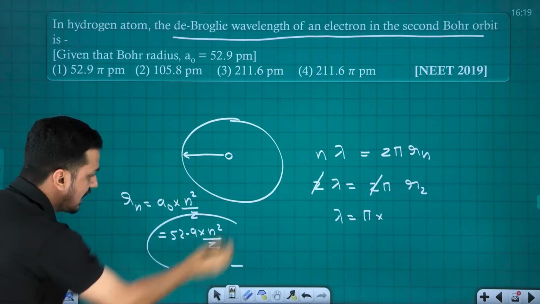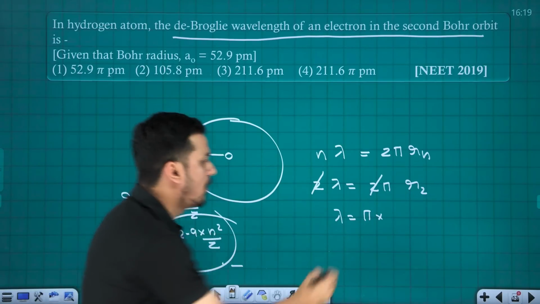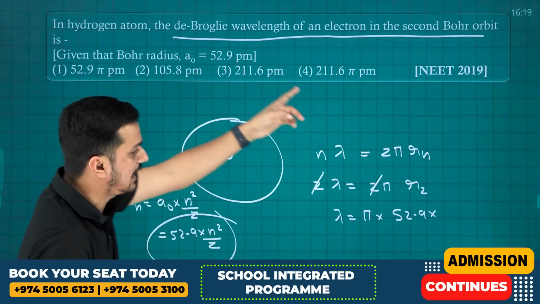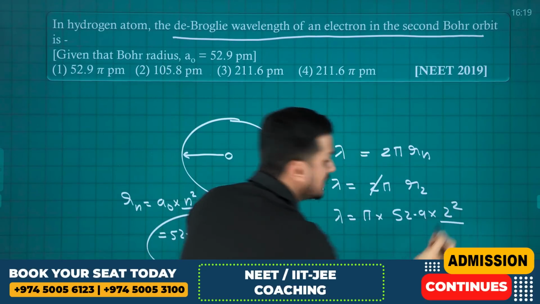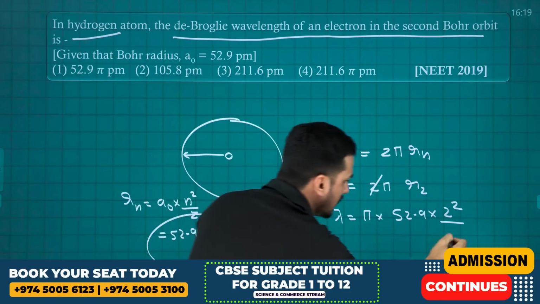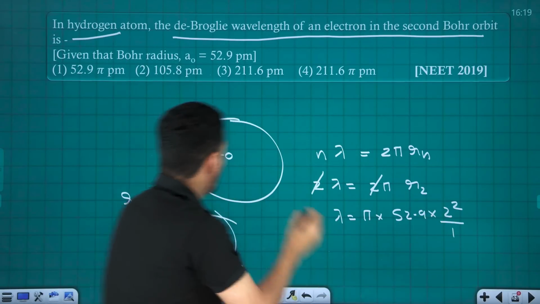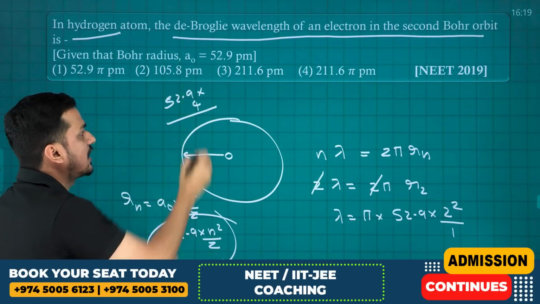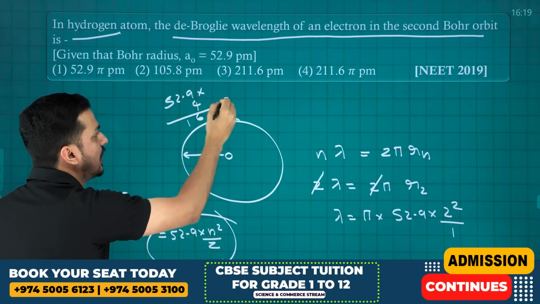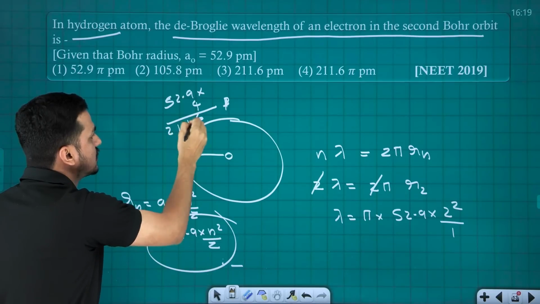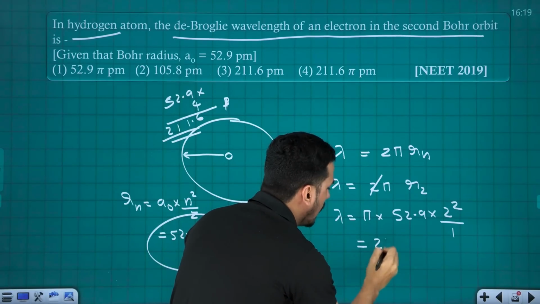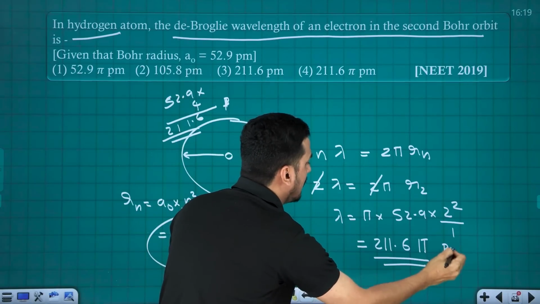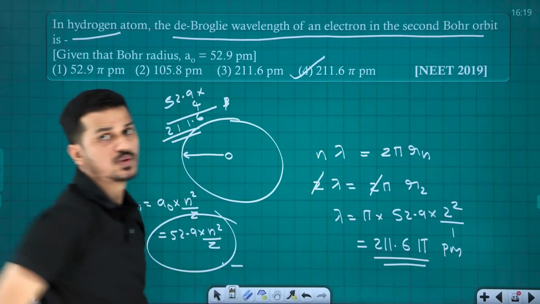So for the second orbit, the formula is 52.9 into n squared, which is 2 squared, by Z. Z is 1 for hydrogen, so we divide by 1. That means 52.9 into 4. Multiplying, 4 nines are 36, carry 3; 4 twos are 8 plus 3 is 11, carry 1; 4 fives are 20 plus 1 is 21. That gives 211.6 times pi, which is this many picometers. So option 4 will come.